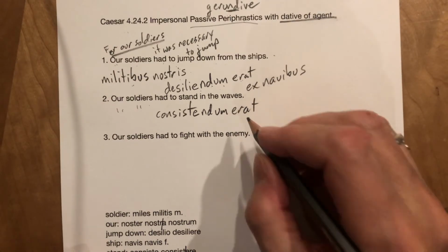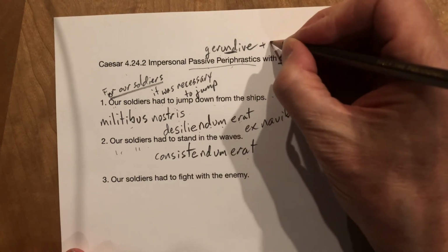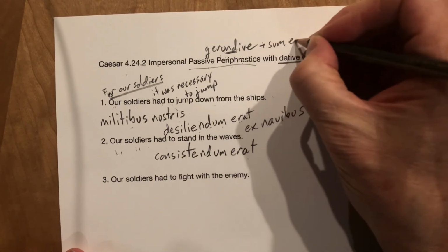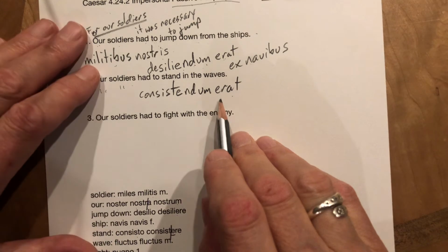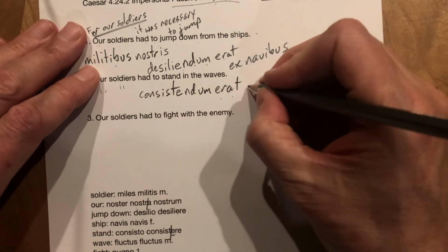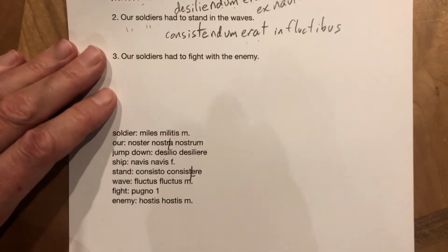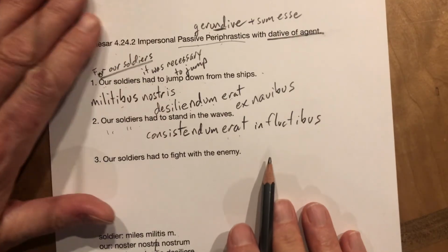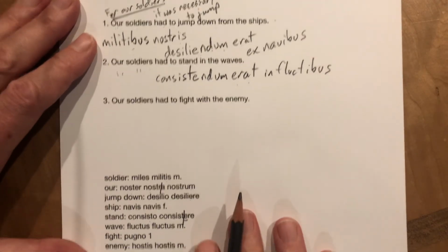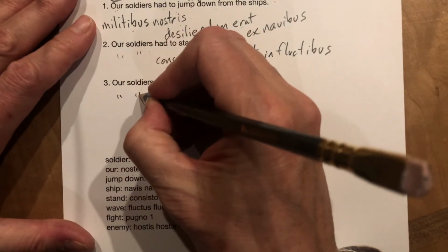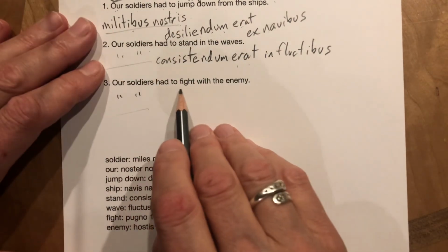Erat is a form of the verb to be. So the passive periphrastic here is the gerundive plus some form of the verb to be. This happens to be the imperfect. Consistendum erat in fluctibus. All right, we've got fluctus down here. Just put that in the ablative. Perfect. All right, one more. These are all in the same sentence. It's amazing. Our soldiers, again, militibus nostris in the dative, just like up here. Same here. All right, they had to fight.